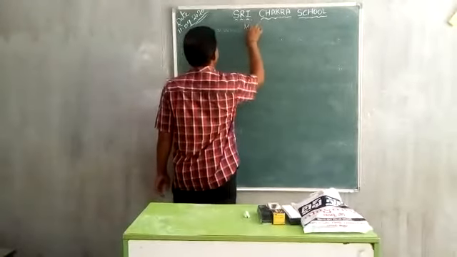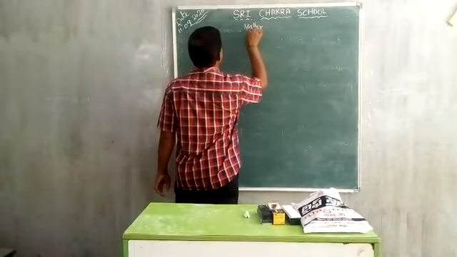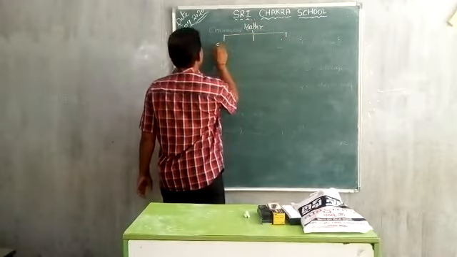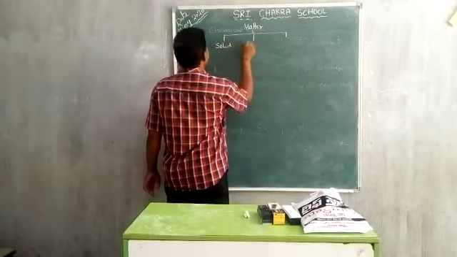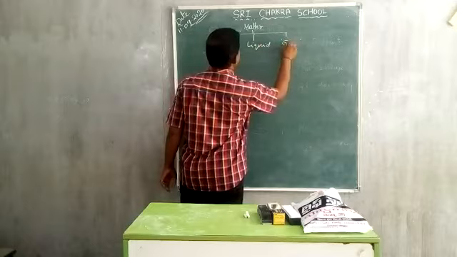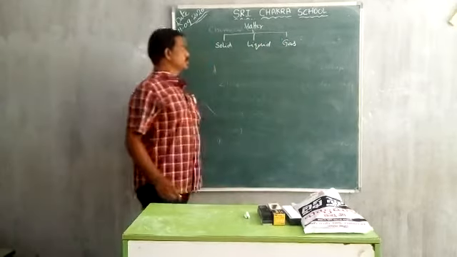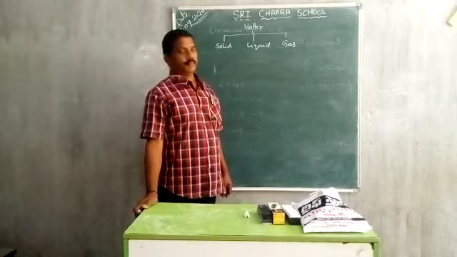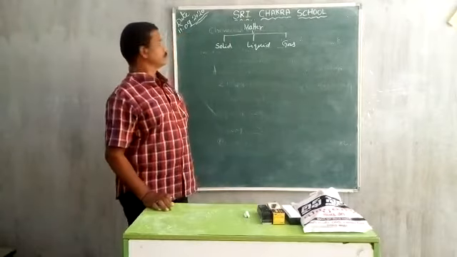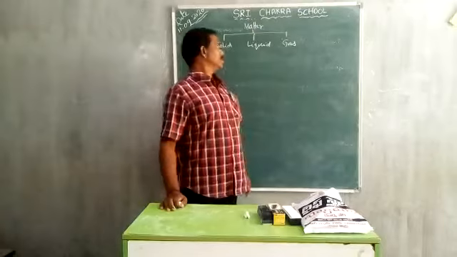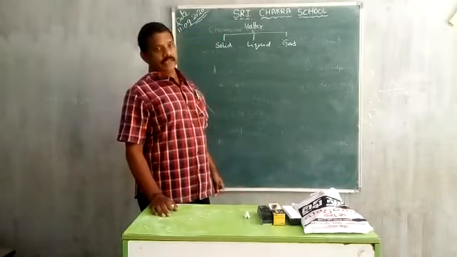Matter exists in three states: solid, liquid, and gas. Solid, liquid, and gas. And I told you the examples of solids, liquids, and gases.